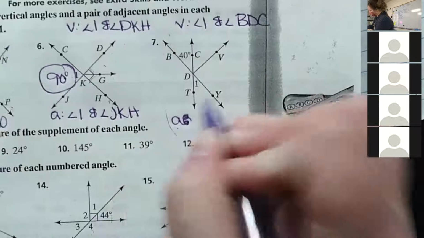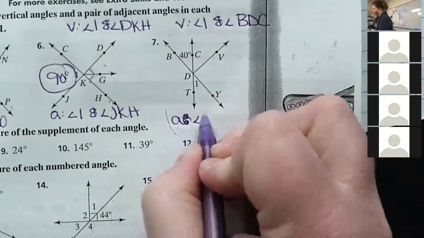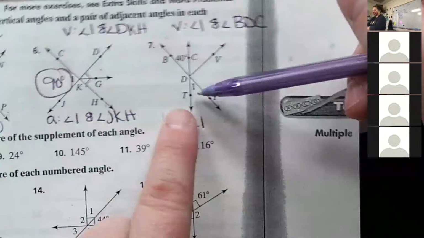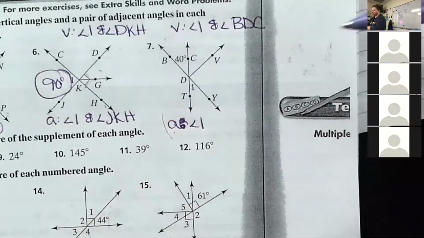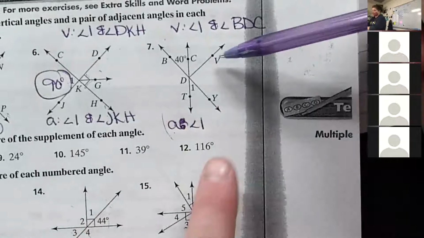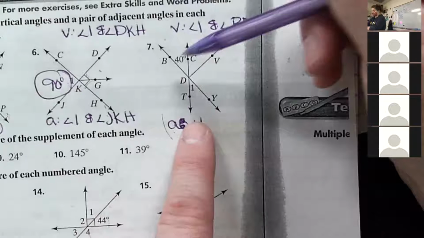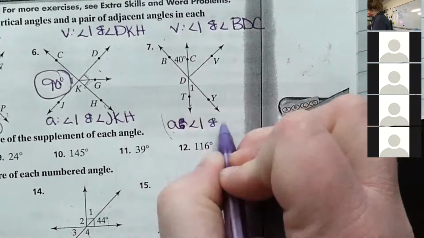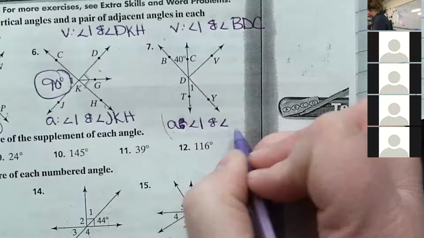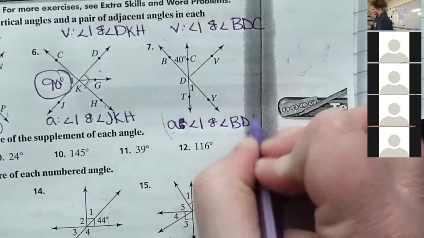Now we're going to talk about that adjacent angle. Tried to spell the word, sorry. Adjacent to angle 1. So angle 1's right here. Who's his neighbor that shares a fence with him? VDY would work, or BDT would work. Yep. So I'm going to say BDT just because I feel like being a rebel.